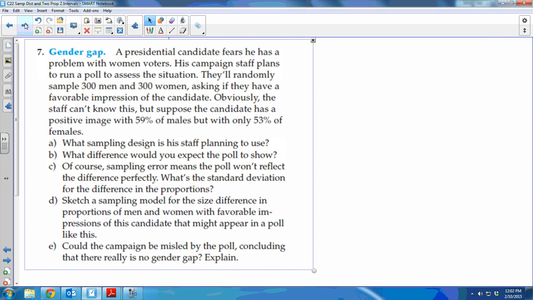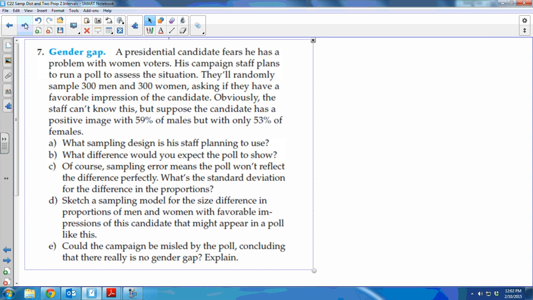Part A takes us way back to chapter 12. What sampling design is his staff planning to use? What type of sample are they going to do? Well, it's going to be a random sample, yes, but it's more specific. They're doing a survey, yes, but I'm talking about sampling methods. Stratified. Right? Why is it stratified? They broke it up into 2 groups, males and females. Right? They're doing a stratified sample. You're like, oh man, that was old. That's the good thing about our textbook. Every once in a while it brings up questions to make you think about stuff.